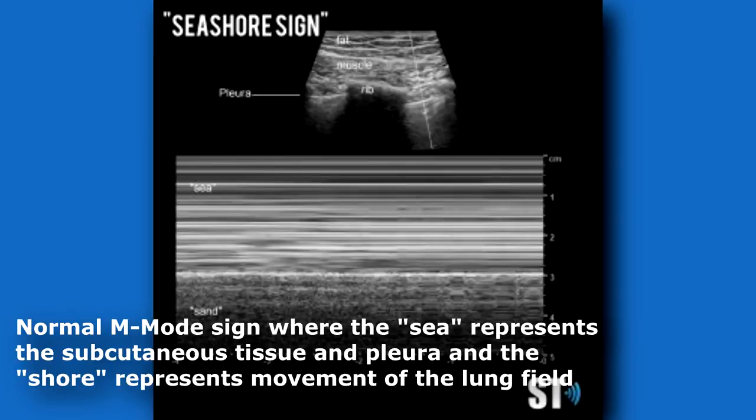Another sign is the seashore sign. This is an M mode through the soft tissues and lung parenchyma, with the soft tissues, fat and muscle, being the still lines representing the sea, and the lung movement is a grainier echo texture that appears as sand.